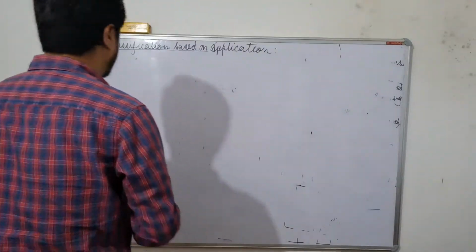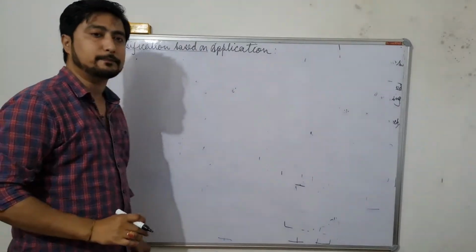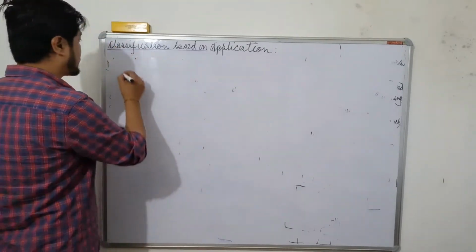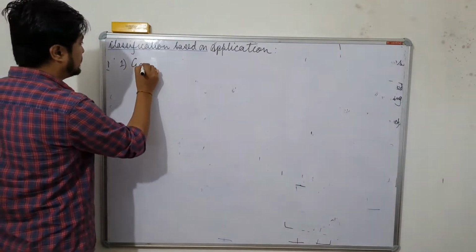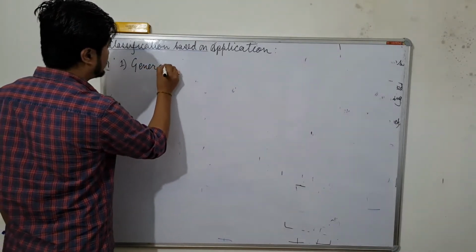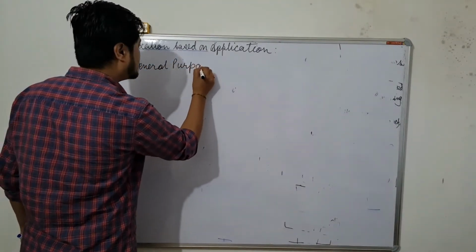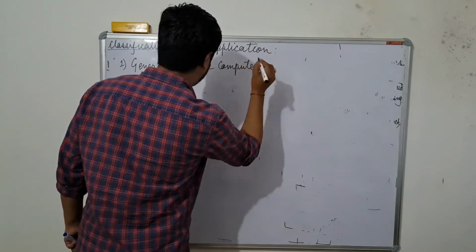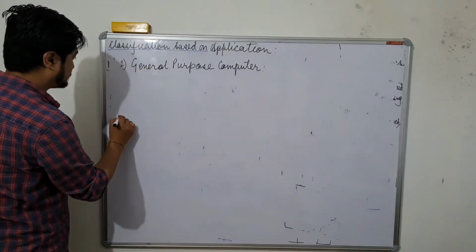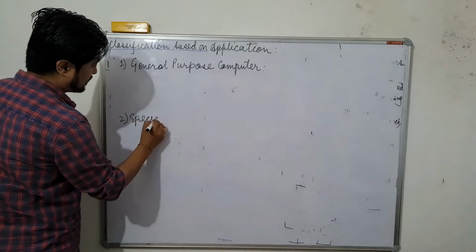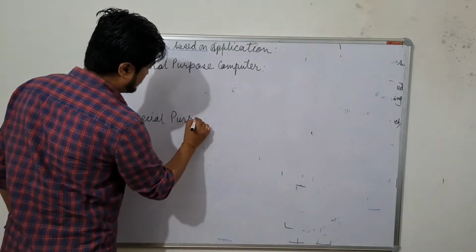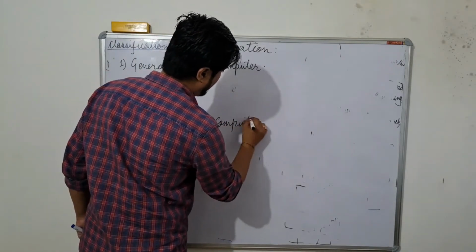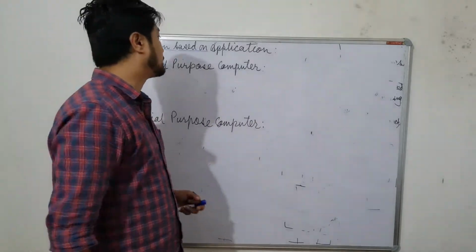Based on application, there are two types of computer that are classified. Number one is general purpose computer, and another is special purpose computer. So now let us see what is the general purpose computer.